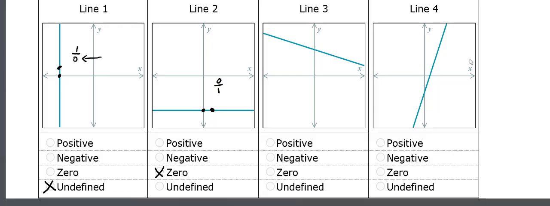Now, when we look at line 3, you notice as you move from left to right, our graph is moving downwards. So it's decreasing, which means our slope would be negative. So line 4, as we're moving from left to right, our graph is increasing, getting higher. So therefore, we would have a positive slope.